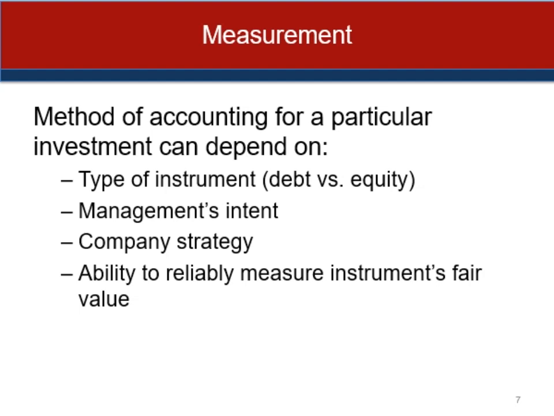Now, accounting for the investments depends on the type of instrument, whether it's debt or equity, for example, management's intent, the ability to reliably measure the fair value of those instruments, or the extent to which a company can influence the activities of the investee company. So accounting for initial investments requires them to be measured on acquisition at the fair value, which is generally the price paid. The transaction costs are added to the acquisition cost, like they are to any other asset, if the cost or amortized cost method is used, and they're expensed if the fair value method is used.